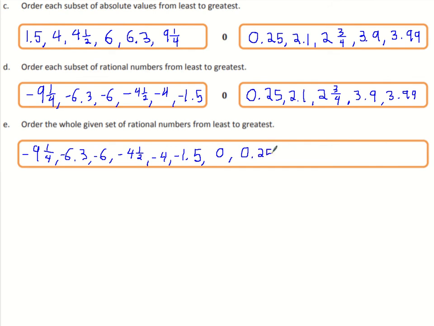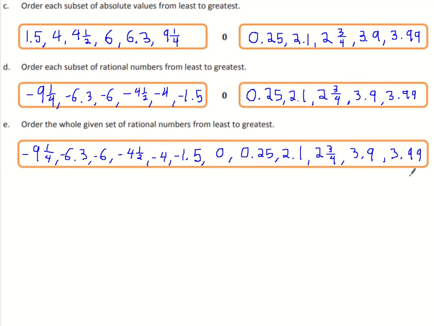0.25, 2.1, 2 and 3/4, 3.9, and 3.99. And with that, we've ordered that entire set that they just gave us from least to greatest.